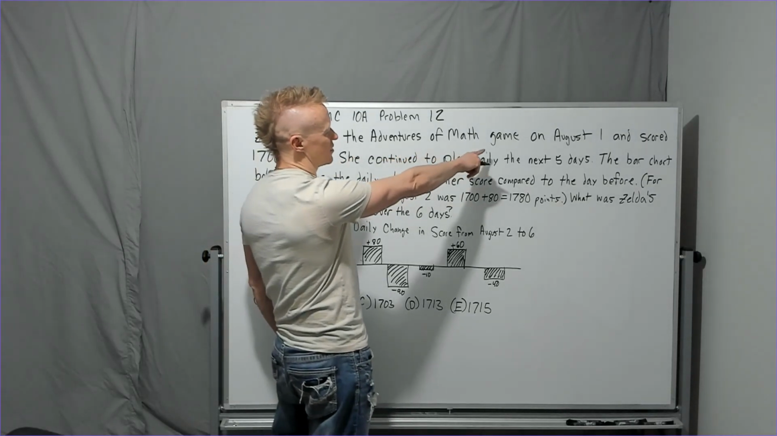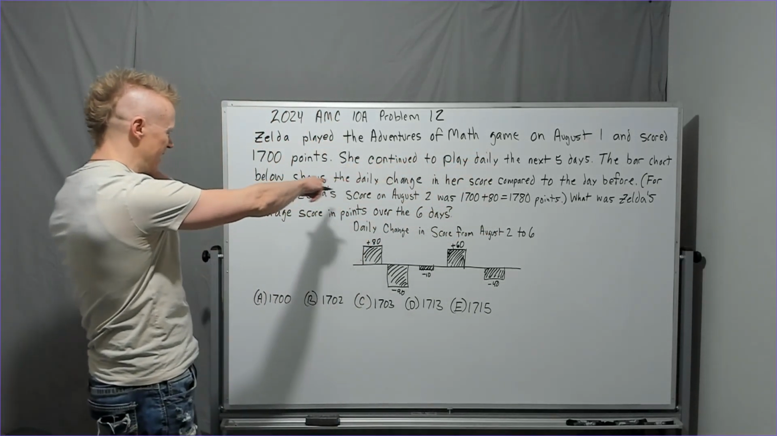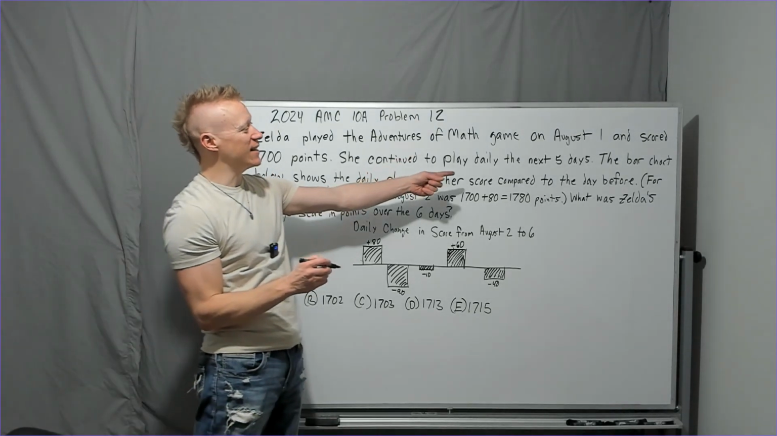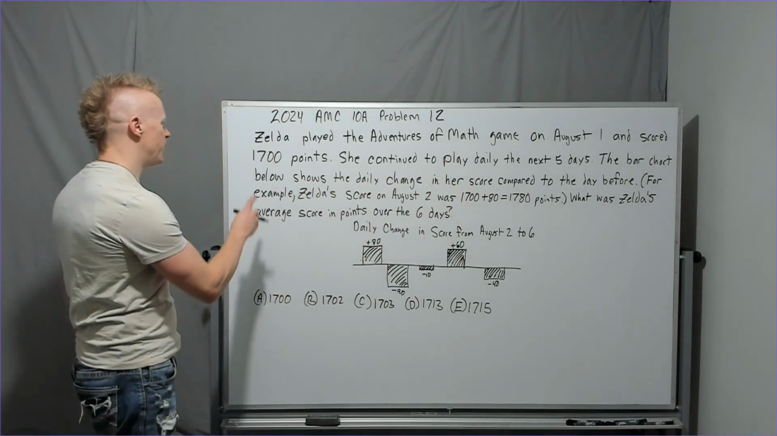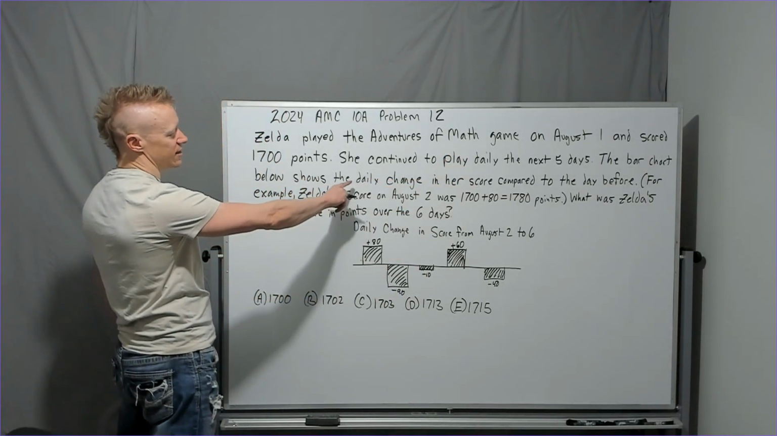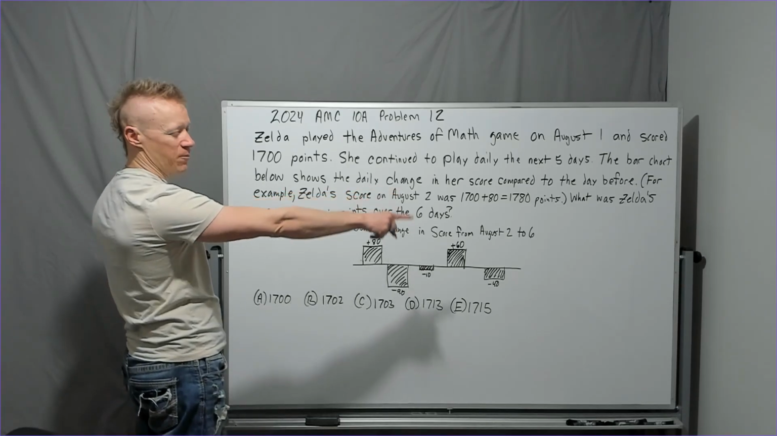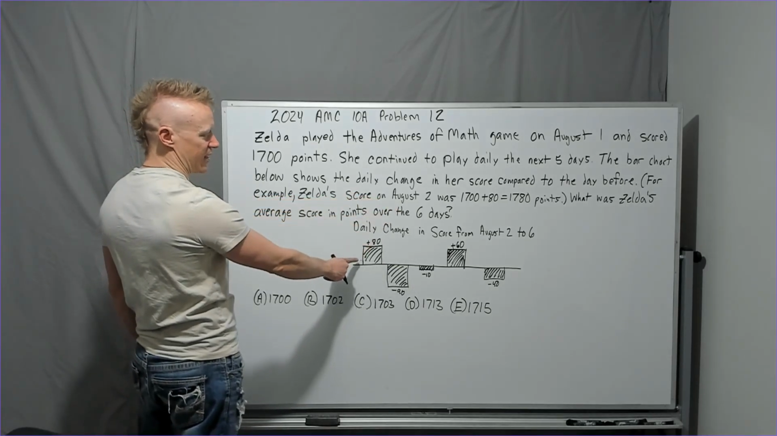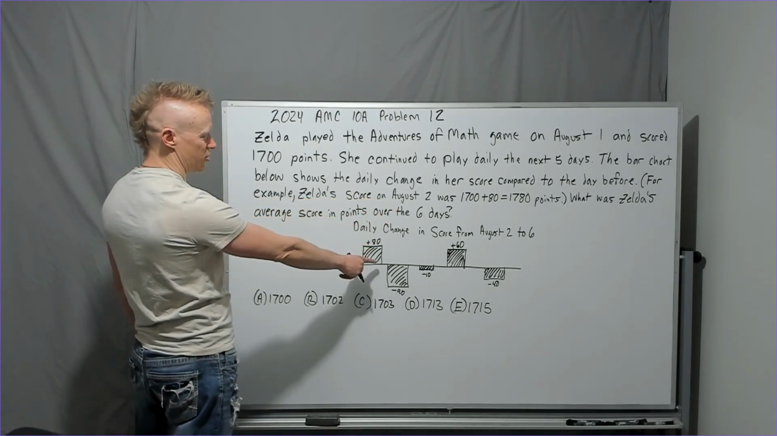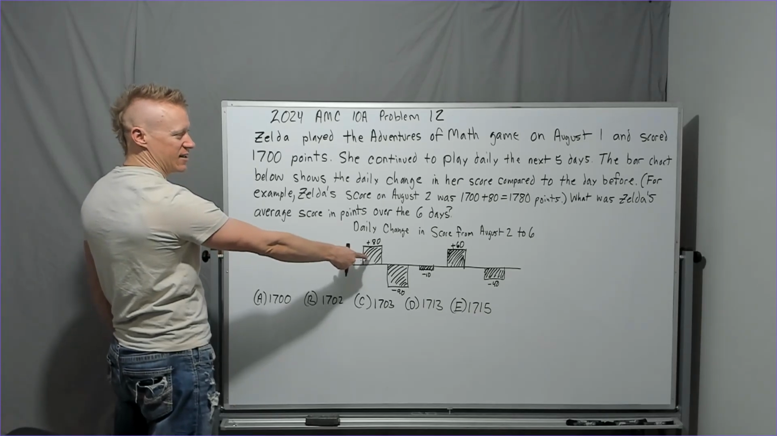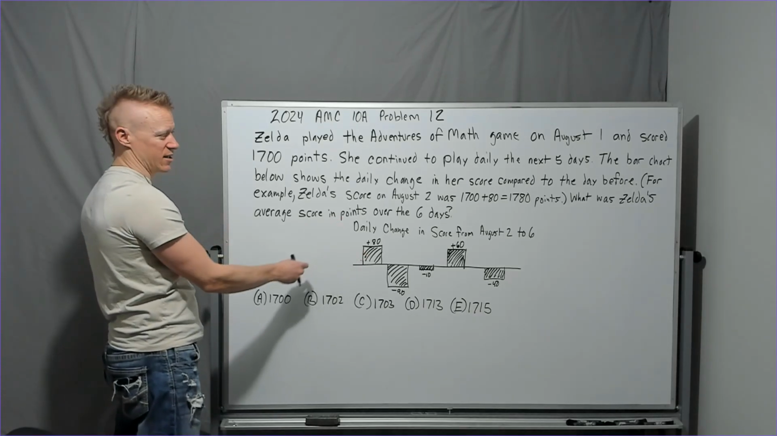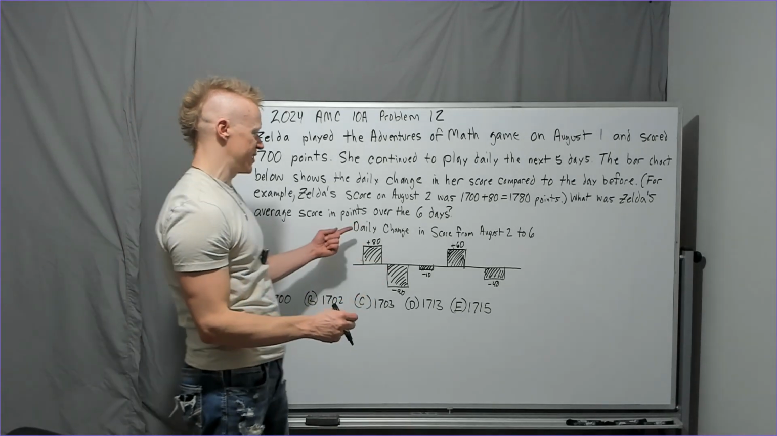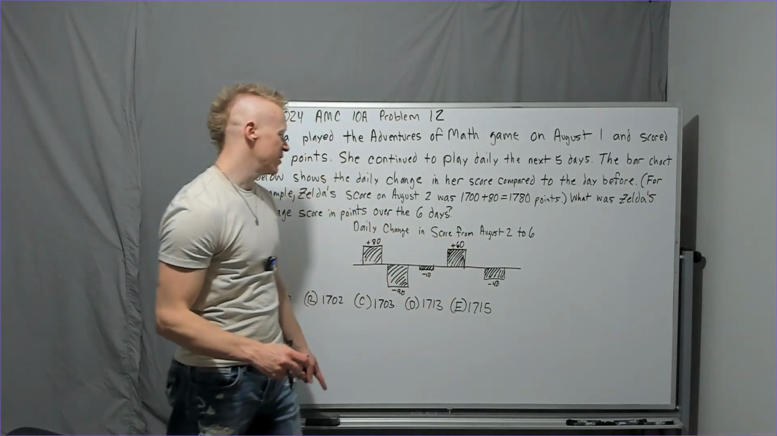So she played The Adventures of Math game on August 1st and scored 1,700 points. She continued to play daily the next 5 days. The bar chart below shows the daily change in her score compared to the day before. For example, Zelda's score on August 2nd was 1,700 plus 80. So she started on August 1st, this is August 2nd, and she now had 1,780 points. What was Zelda's average score in points over the 6 days?